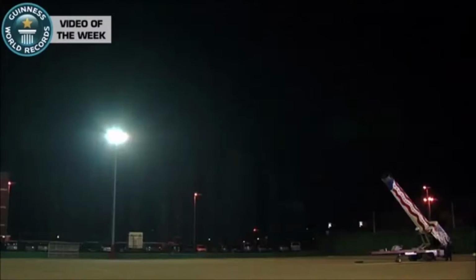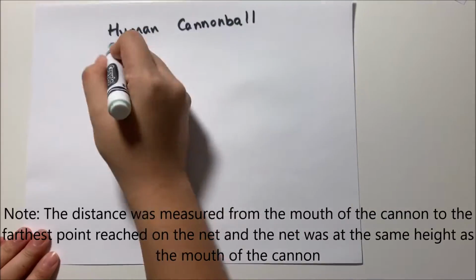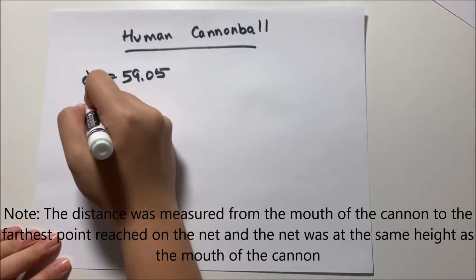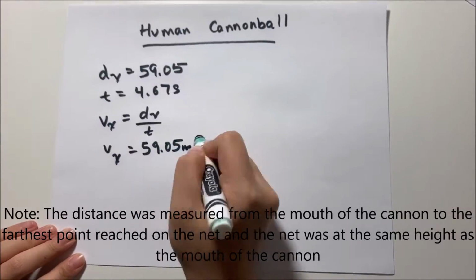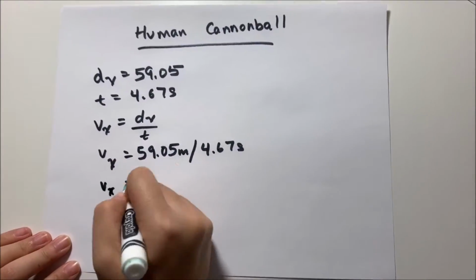Now for the cannonball. David Smith's previous world record for the farthest distance traveled by a human cannonball was 59.05 meters in 4.67 seconds. Let's plug into the equation again. His horizontal velocity would be 12.645 meters per second.